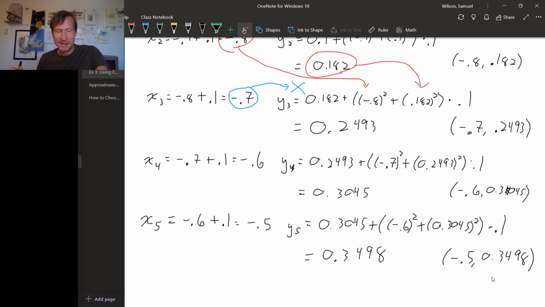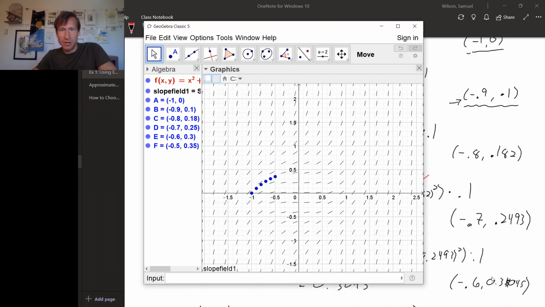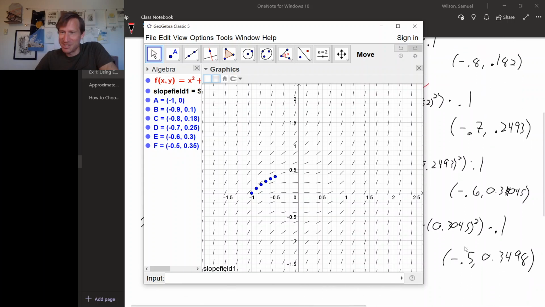Okay, finally. So we have all these points. To get an idea of what this would look like, let's look at all of these points graphed on the slope field for this differential equation. So here we go. I've asked GeoGebra to give us a slope field for this differential equation, and I've plotted the points that we just found right over here. You can see we're starting at minus 1, comma 0, and we end up at minus 0.5, comma something. It looks like about maybe 0.3 or 0.4. Of course, we know that it's actually 0.3498.